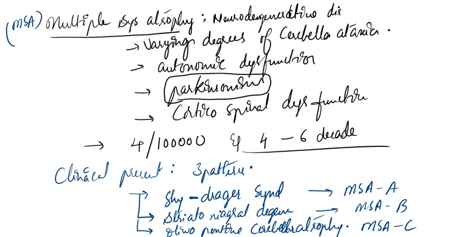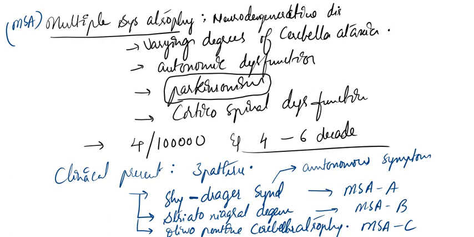Now, in which conditions do we call them the so-and-so patterns? In which conditions do we determine whether it is pattern A or pattern B or pattern C? See, Shy-Drager syndrome is generally used when there are predominantly autonomic symptoms. If you see autonomic symptoms predominantly, then you can refer to that as MSA-A type of pattern. That will be designated as Shy-Drager syndrome.